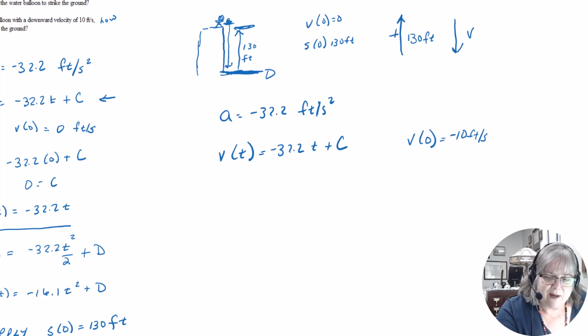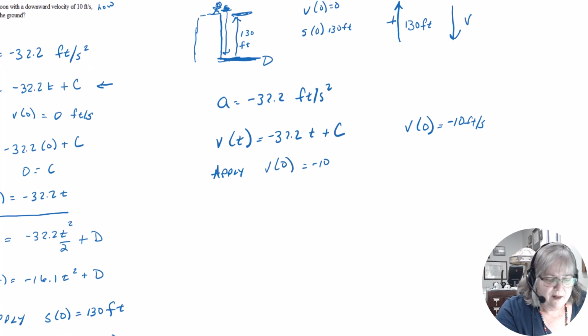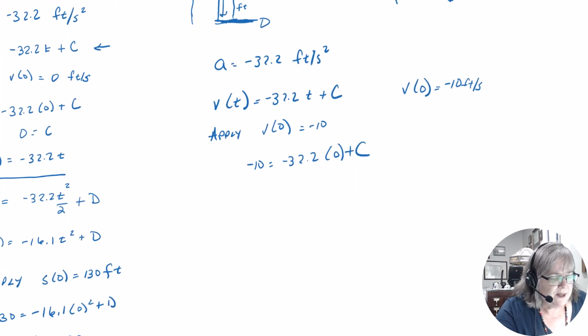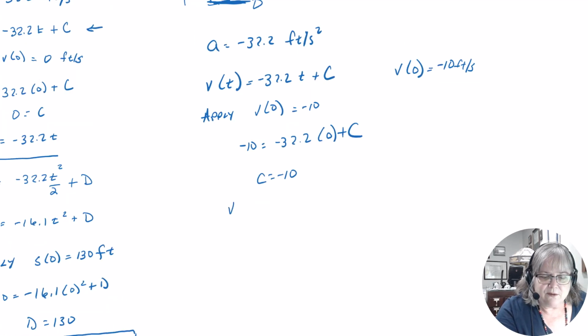So let's apply this v sub 0 equals negative 10. And you would have negative 10 equals negative 32.2 times 0 plus c. So in this case, c turns out to be negative 10. So v sub t is equal to negative 32.2 t, and c is negative 10.